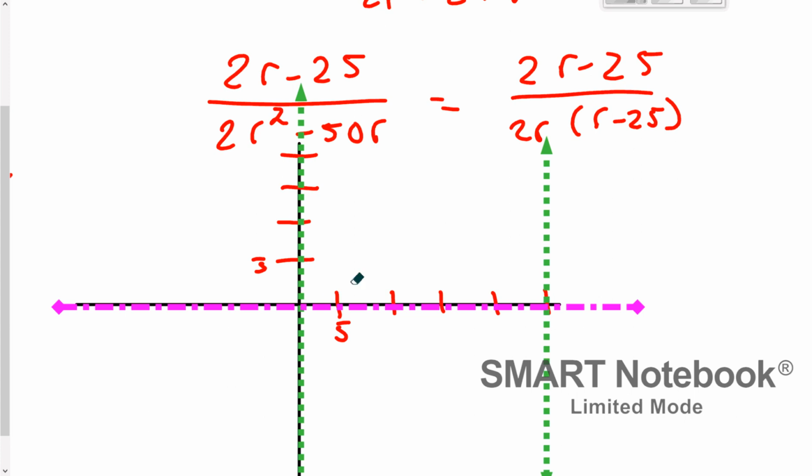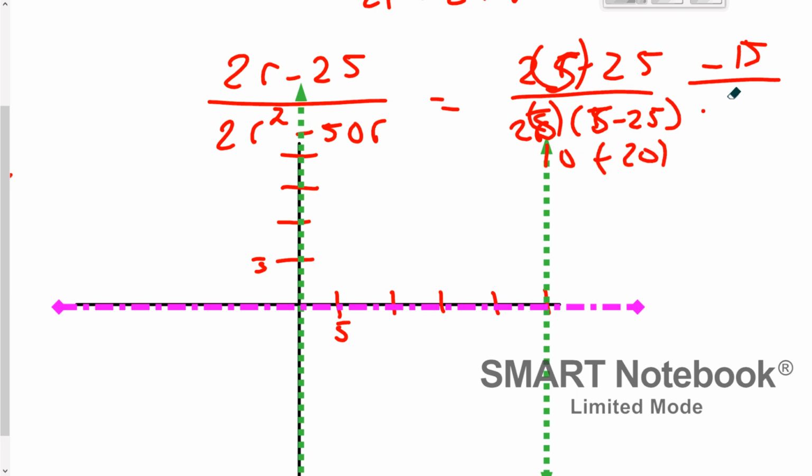If we plug in 5, that would be 2 times 5 minus 25 on top, and then on the bottom here, we would also have 2 times 5 times 5 minus 25. So here we get negative 15 on top. On the bottom, we get negative 20 times 10, so that's negative 200. If we divide that, we get a small decimal. It's positive though, so we're somewhere down here.